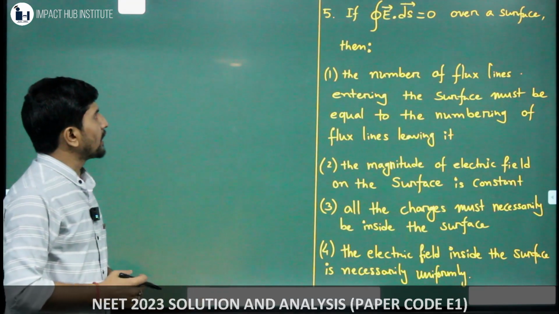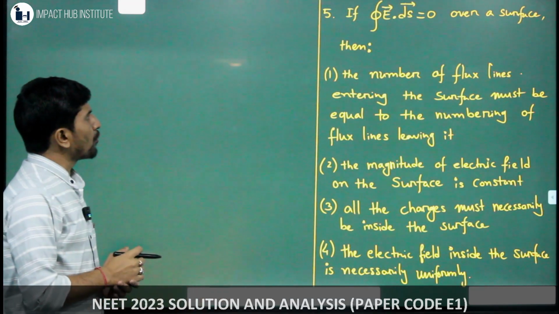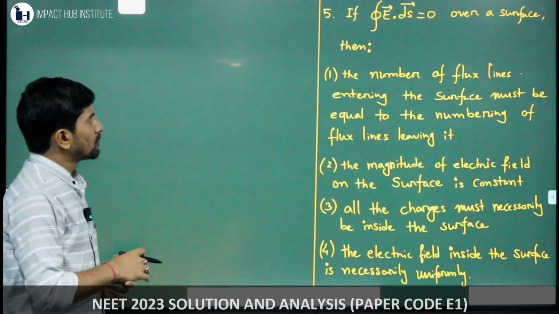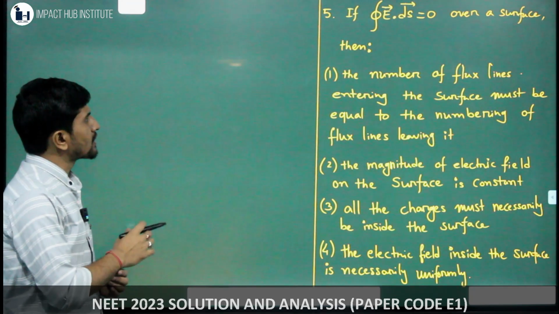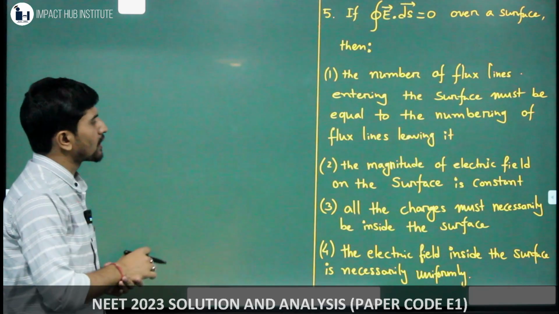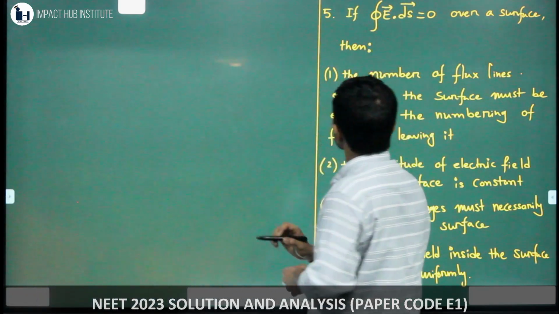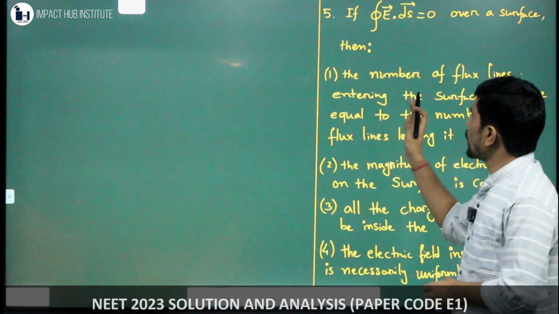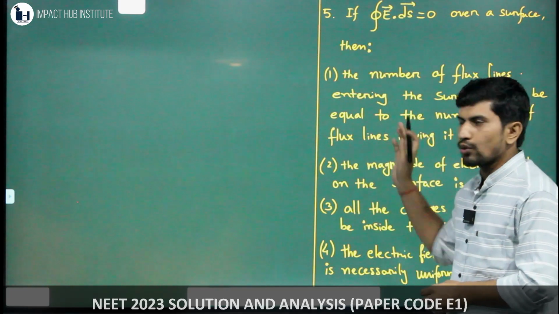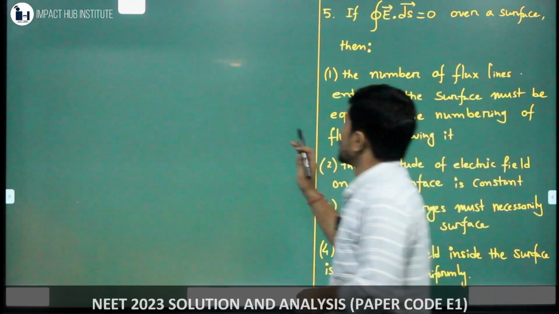This question says that if the closed loop integration of electric field throughout the area is equal to 0, then which of the following statements are correct? Well, this particular integral that is mentioned is nothing but the total amount of electric flux over a closed surface, and it is equal to 0.